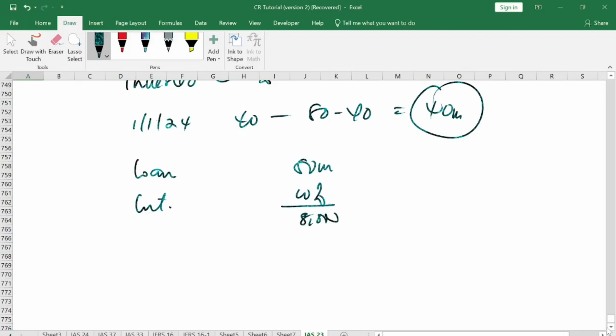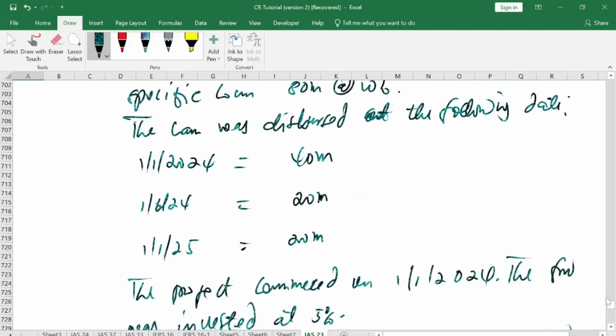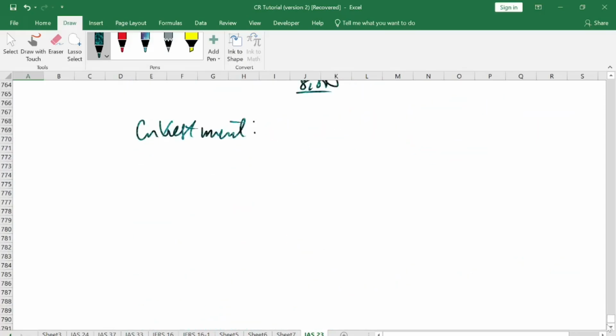Okay, so you have 8,000 as your interest. Then you look at investment. So the investment, what happens to the investment? Remember, on 1st January, as I've written here, they disbursed 40 million. So how much is left? You have 40 million left.